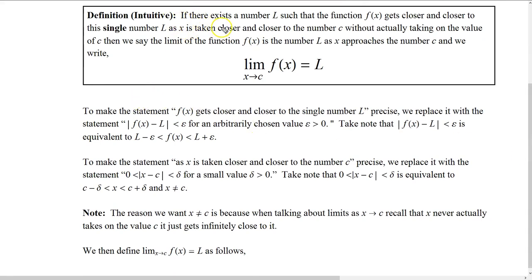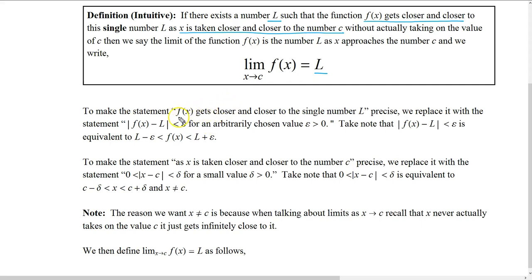So let's quickly recall what the intuitive limit definition states. It says that if there's a number L such that the function f of x gets closer and closer to that single number L as x is taken closer and closer to the number c without actually taking on the value of c, then we say the limit of f of x as x approaches c is equal to L. So in other words, as x is taken closer and closer to c, f of x gets closer and closer to the number L. Well, this terminology "gets closer and closer" just isn't mathematically precise, so that's what we're going to have to work on. So here's what we're going to do.